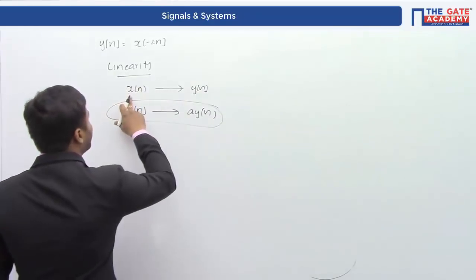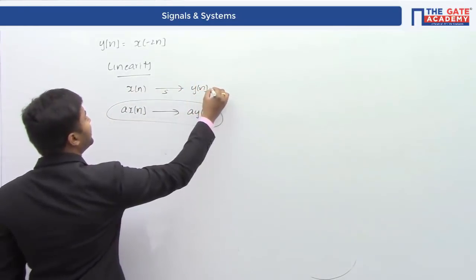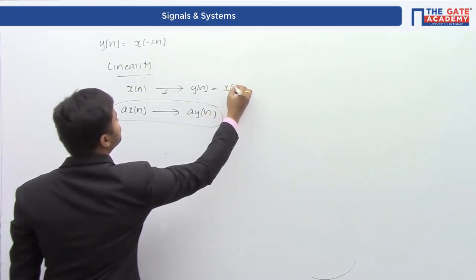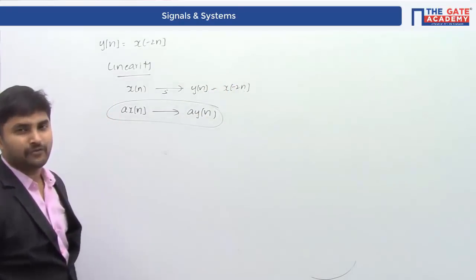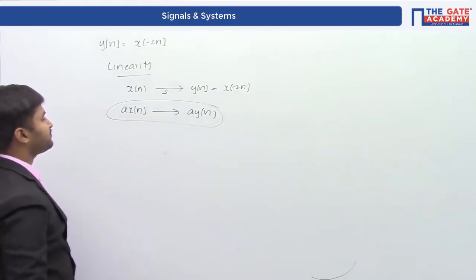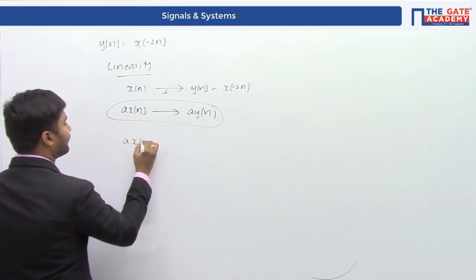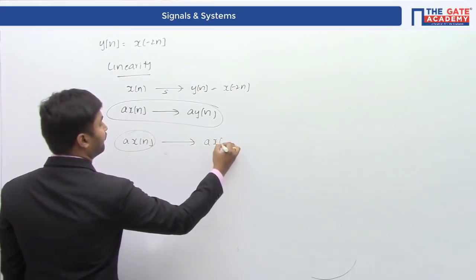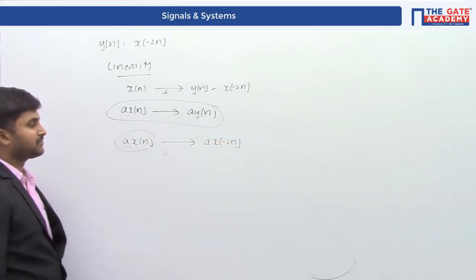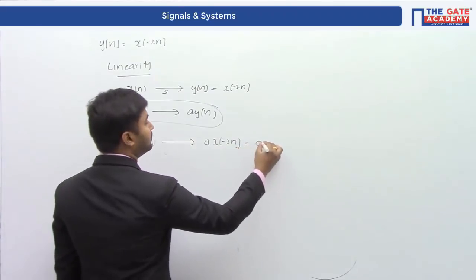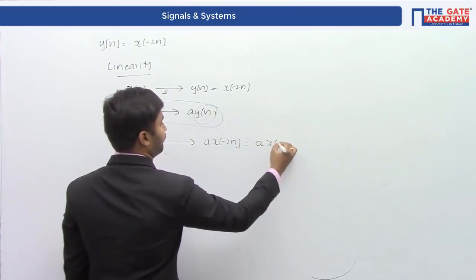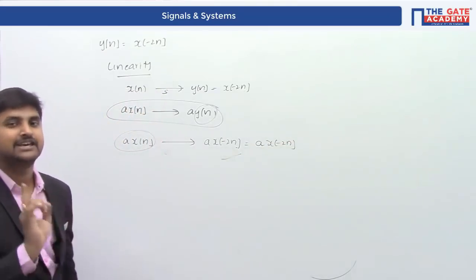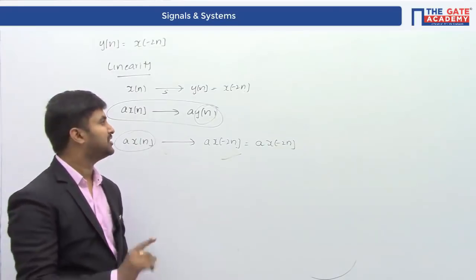So let me check. When I pass x of n through the system, it gives me the output y of n equal to x of minus 2n. Is that right? So if I do the scaling, a into x of n, what is it going to give me? The scaled version. Is this a into y of n? Yes, of course. So therefore, this particular system is a linear system. It satisfies the superposition principle.